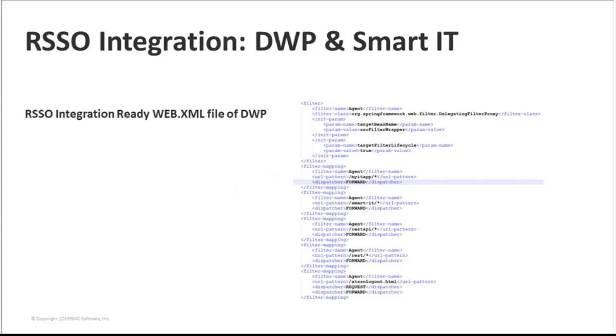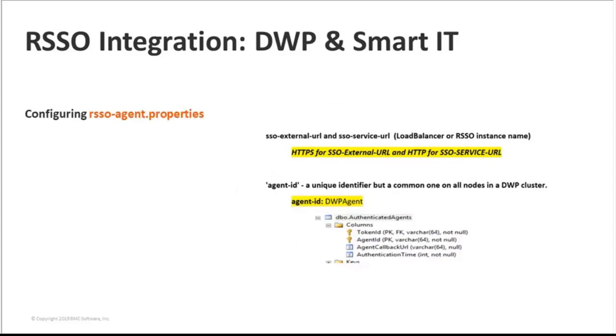Right. So web.xml, just like how we saw it in mid-tier. The web.xml that is shipped with DWP and Smart IT, you don't have to make any change to this file, because this file comes ready with the filter and the filter mappings for Remedy SSO. The only difference between the mid-tier and this: in the mid-tier, the filter name was RSSO filter, but here the name is agent. So you see the filter for agent, and you see the filter mapping for agent.